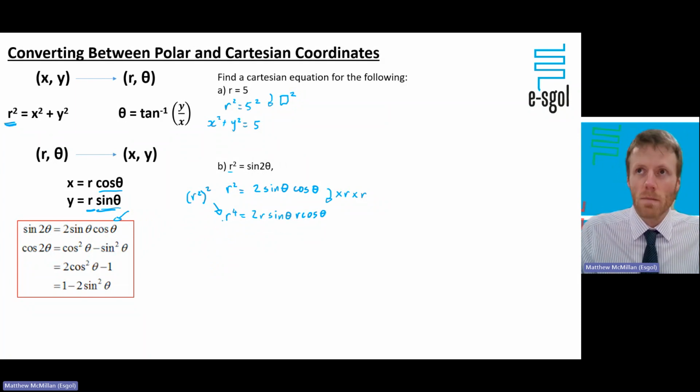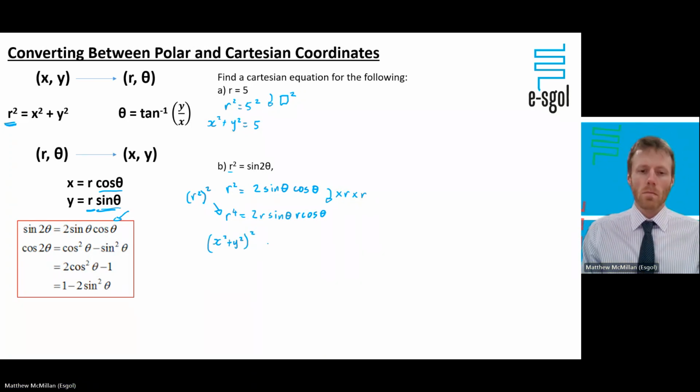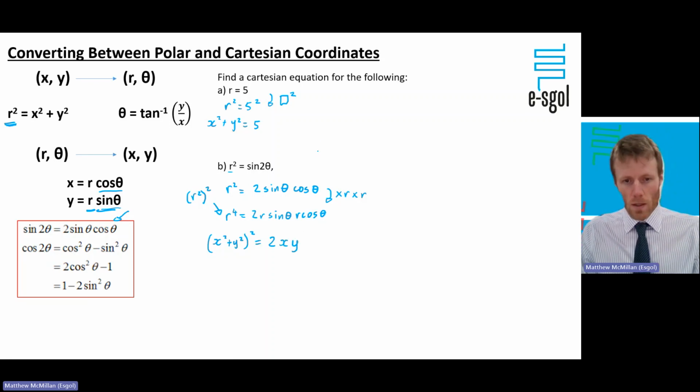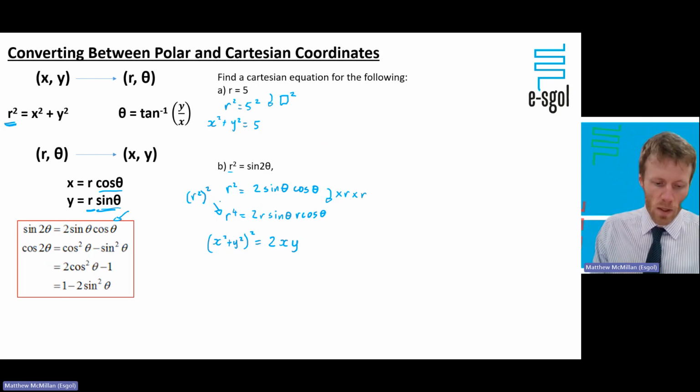So this r squared to the power of 2 is going to become x squared plus y squared all to the power of 2. And then on the left, r sine theta becomes y and r cos theta becomes x. So we've got 2xy. And we've got rid of all the r's and all the thetas, and we're just left with x and y. So that is our Cartesian equation.